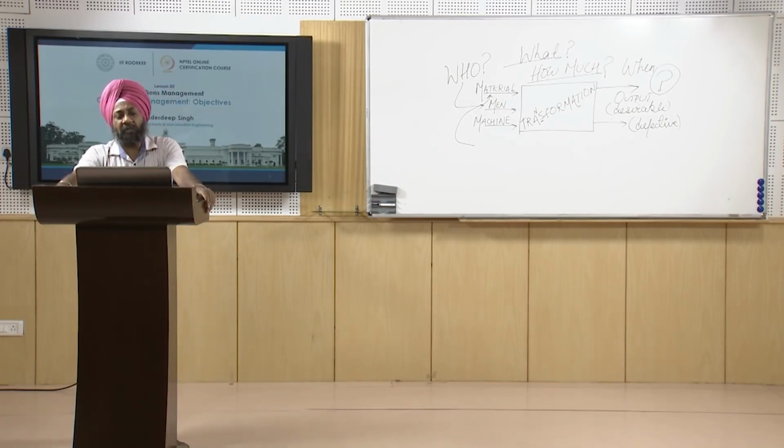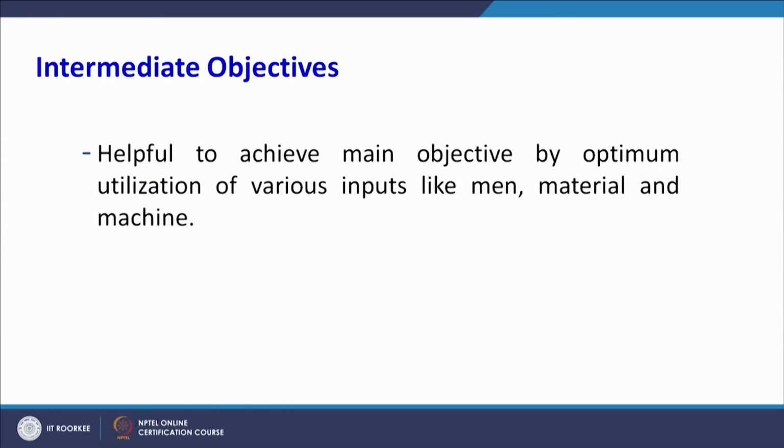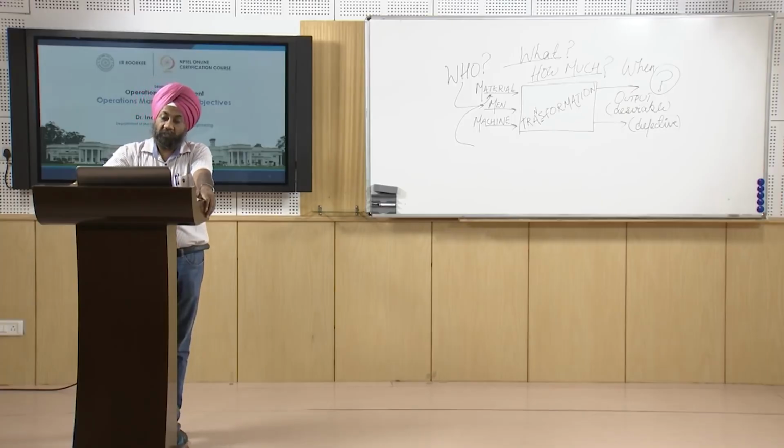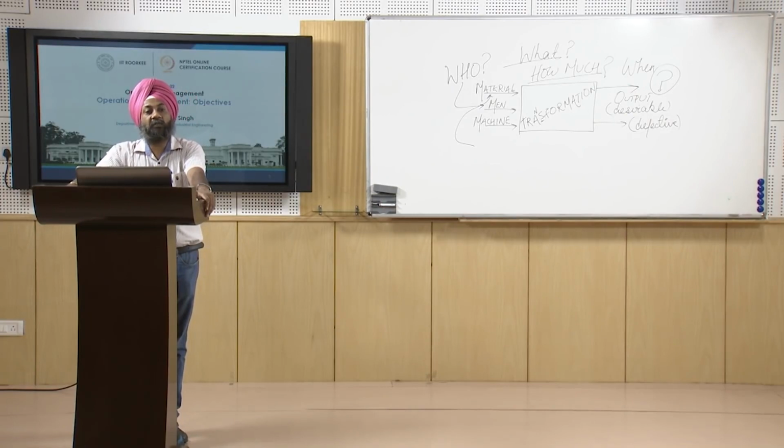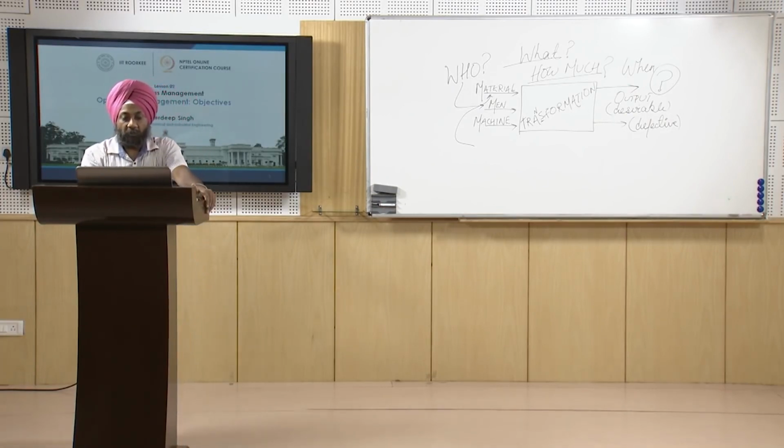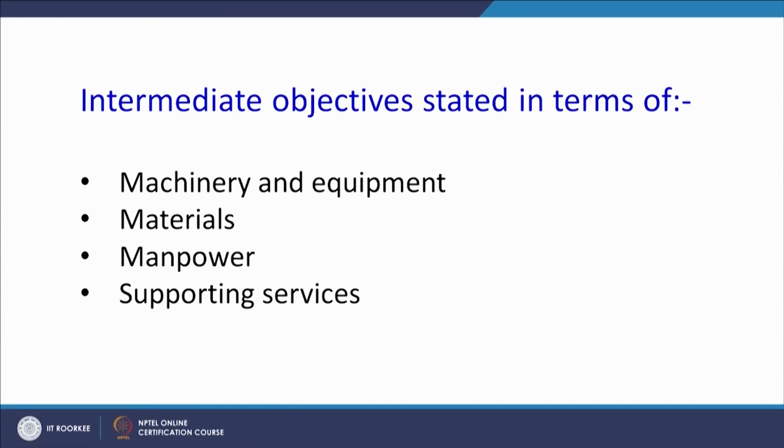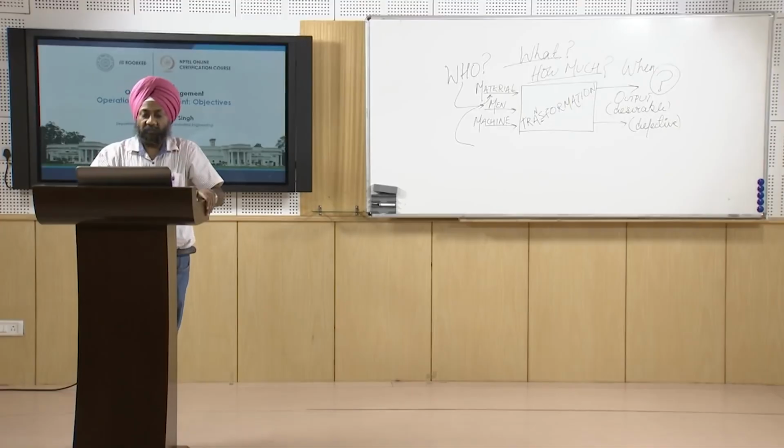Then there are intermediate objectives also. They are helpful to achieve the main objectives. The main objectives are given in the previous slide, that is quality, quantity, time and cost. So intermediate objectives are helpful to achieve the main objectives by optimum utilization of various inputs like man, material and machine. So, as stated already: machinery and equipment, materials, manpower and supporting devices.